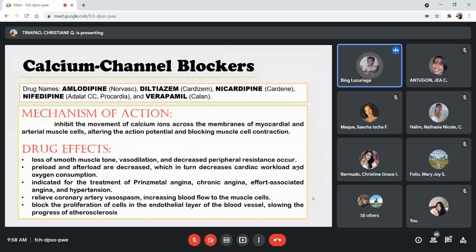In your angina pectoris, what problem is solved with your calcium channel blocker?